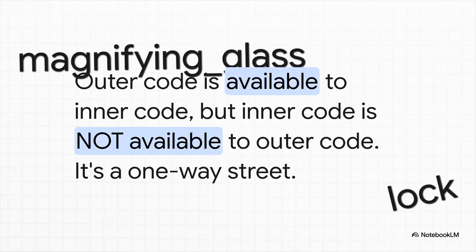The best analogy I've ever heard is to think of it like a one-way mirror. The code that's inside a function can look out and see all the variables that were created outside of it. But, and this is the important part, the code on the outside can't peek in and see the variables that were made inside. It's a one-way street, and that's a good thing. It stops our variables from accidentally messing with each other.